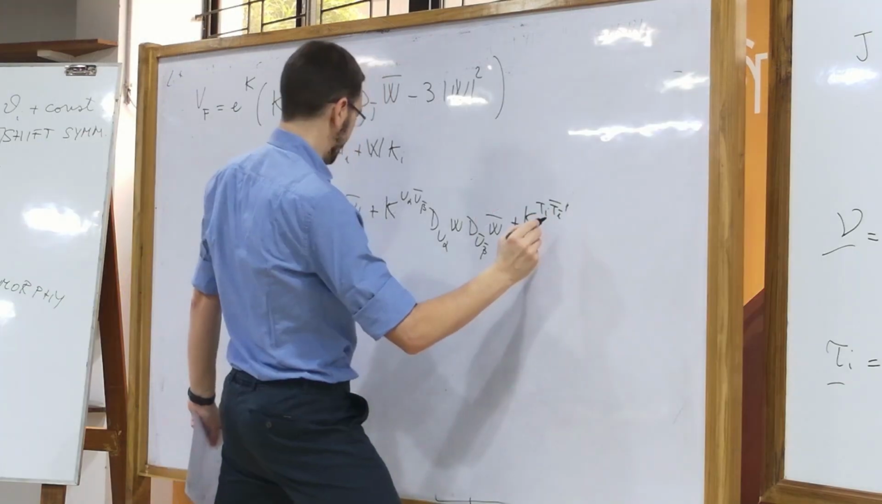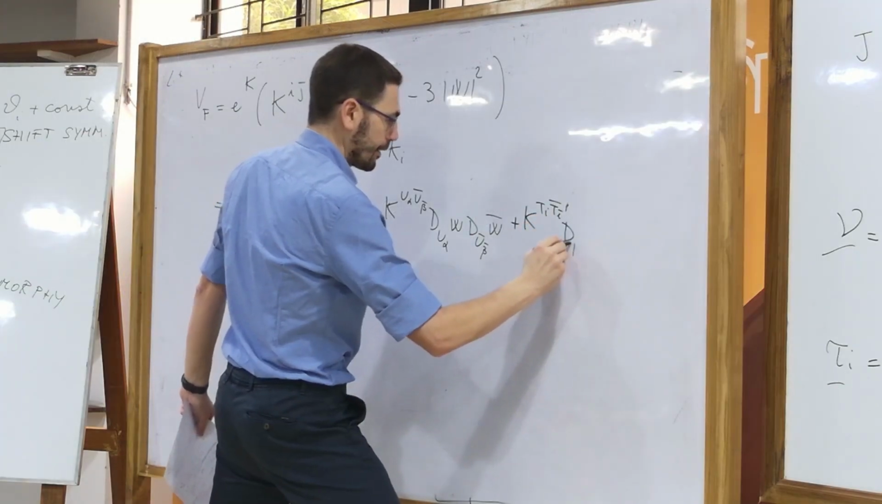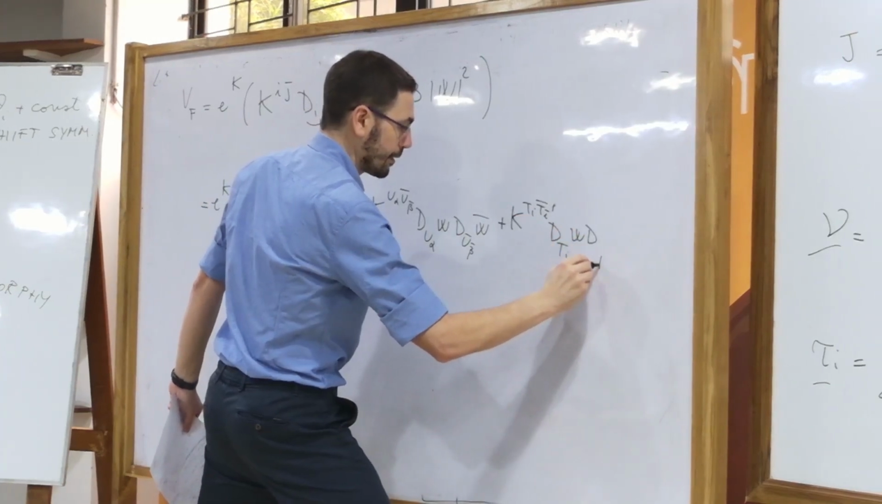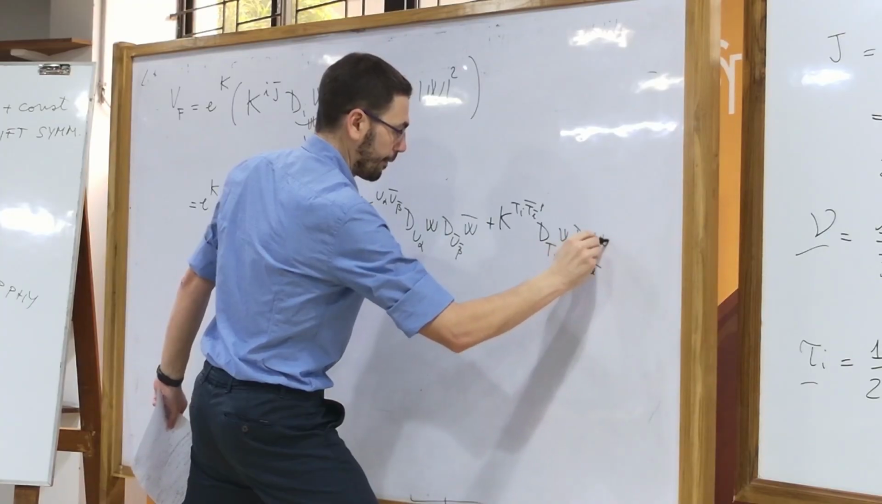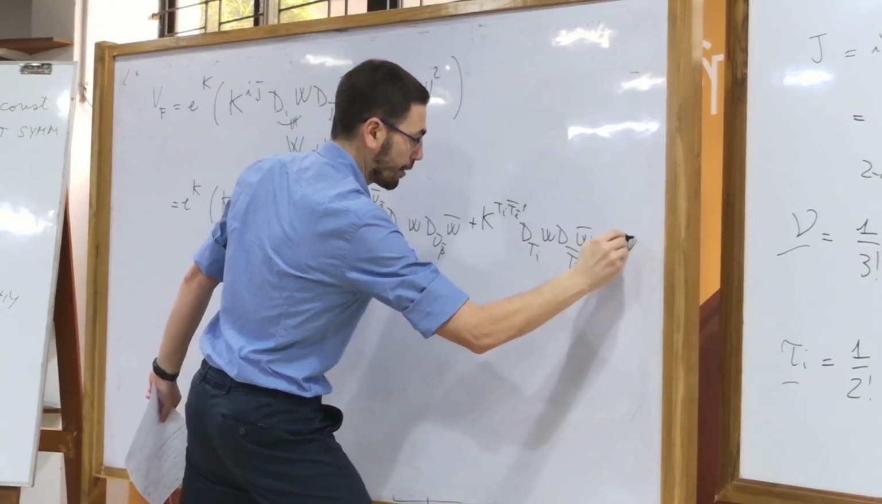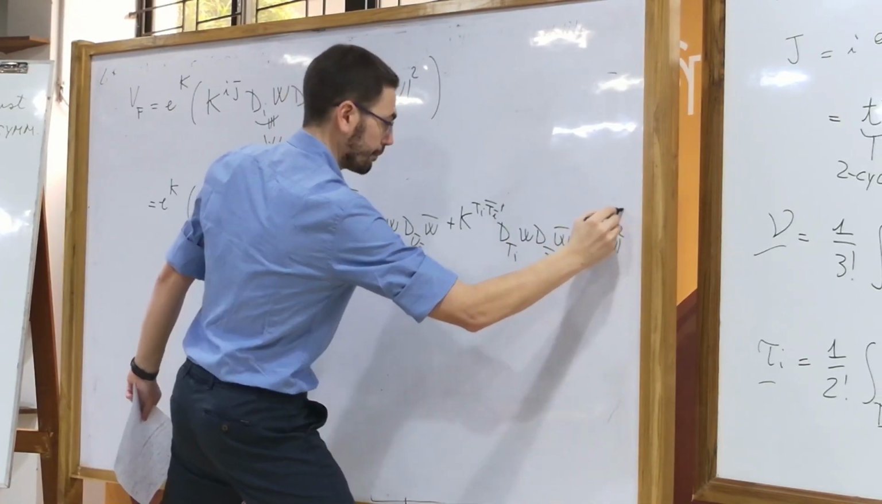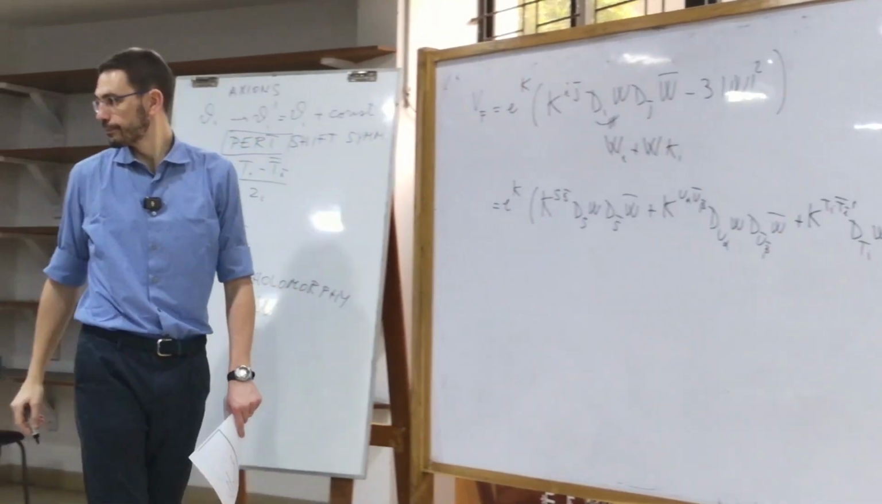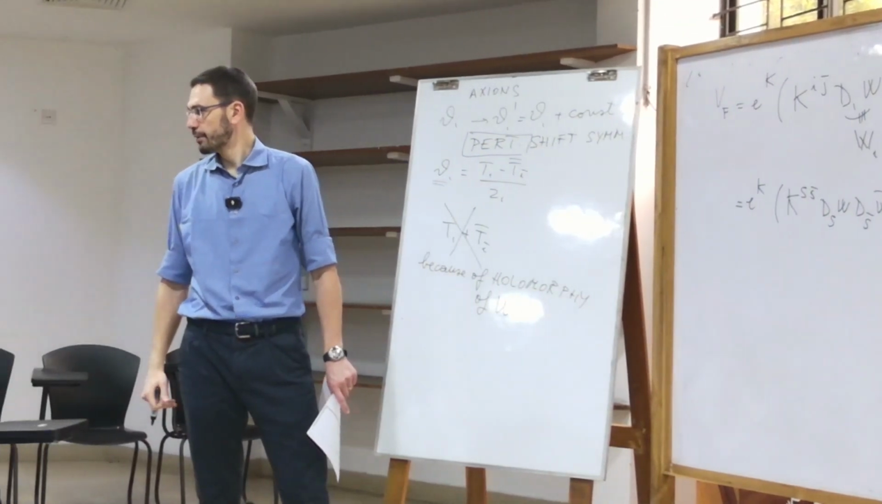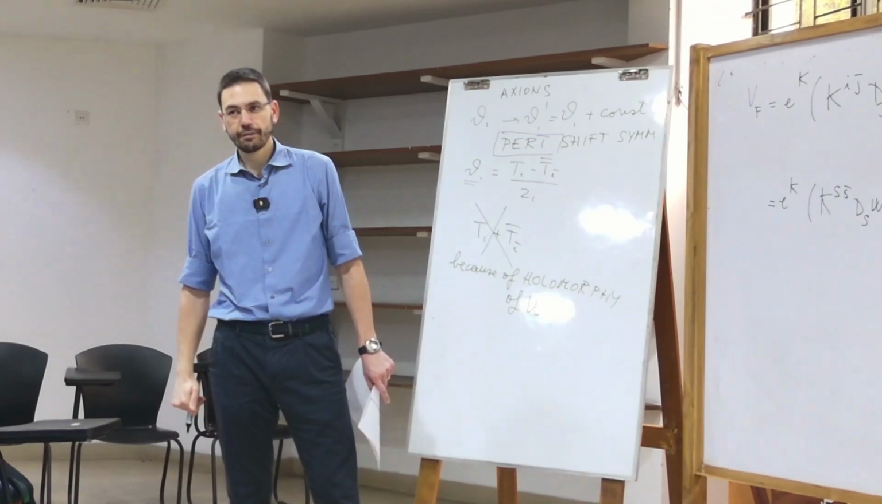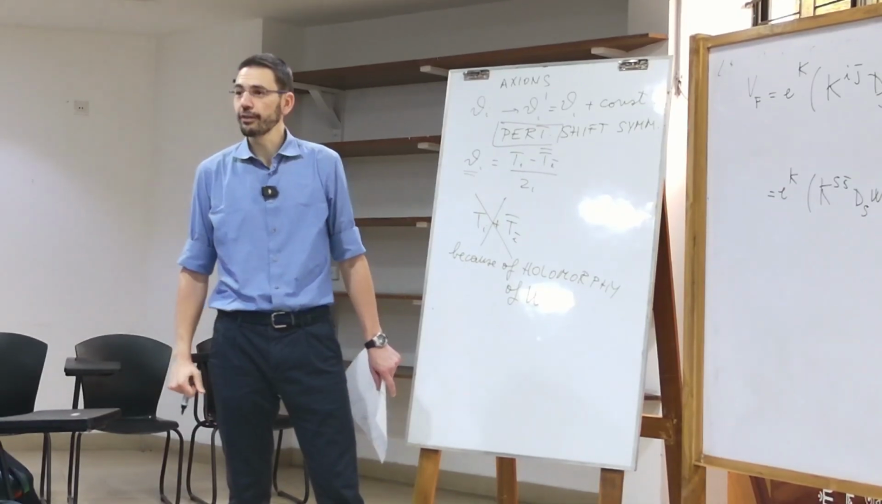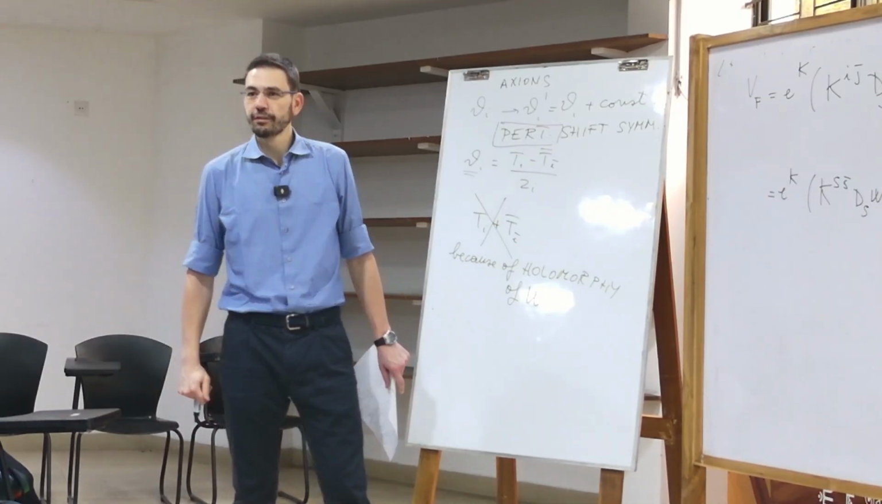... \bar{I} \bar{\partial_t} \bar{I} w \partial_t \bar{I} \bar{w} minus 3 mod of w squared. Do you agree? Are you with me, guys? Okay, good.